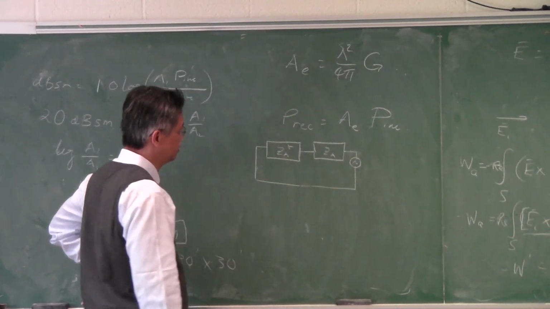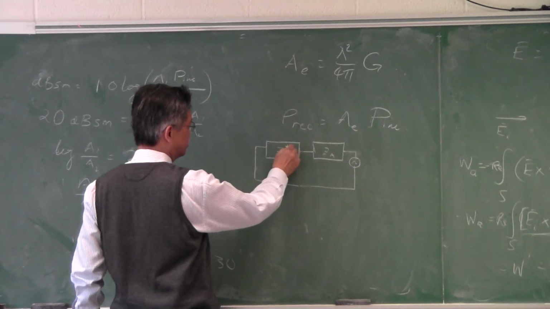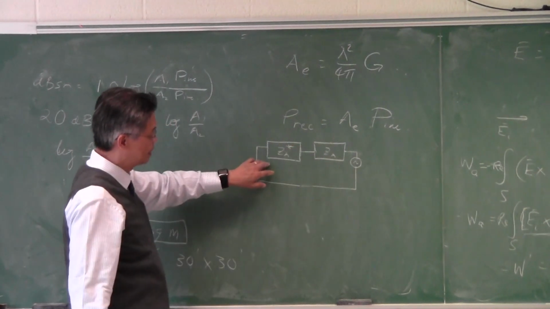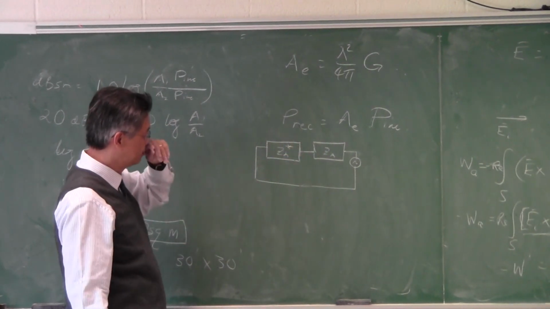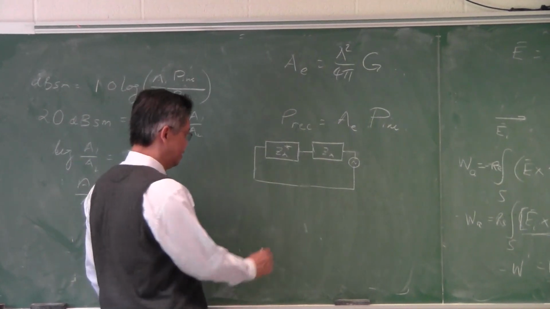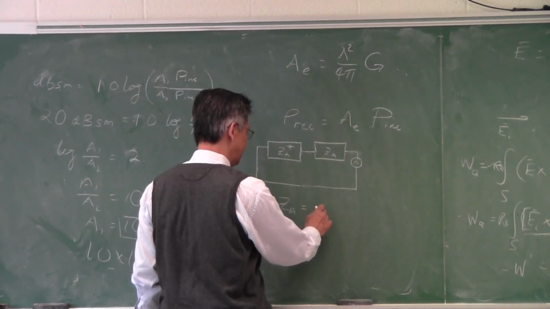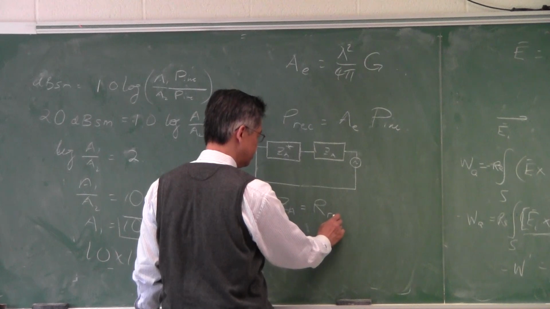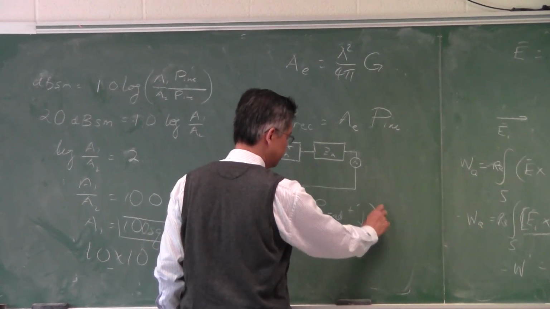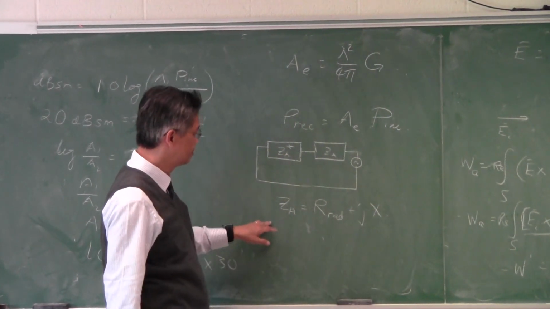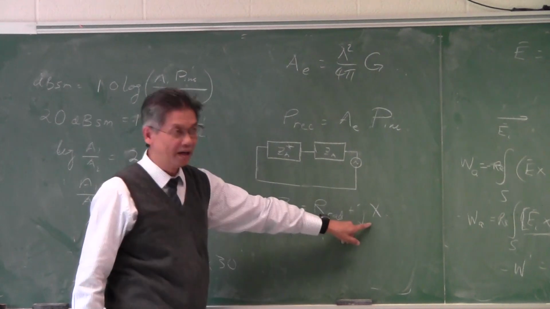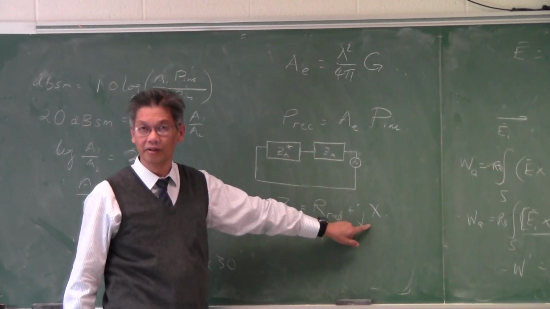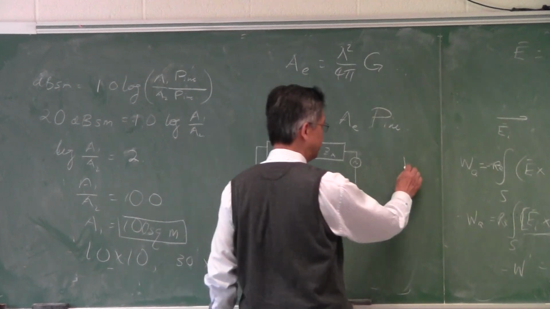In order for the received power to be maximum, the inductive part will cancel each other, then the antenna impedance will have a radiation resistance plus this part over here. Okay. This part becomes larger and larger as the antenna gets smaller and smaller. Just look at the Hertzian dipole.